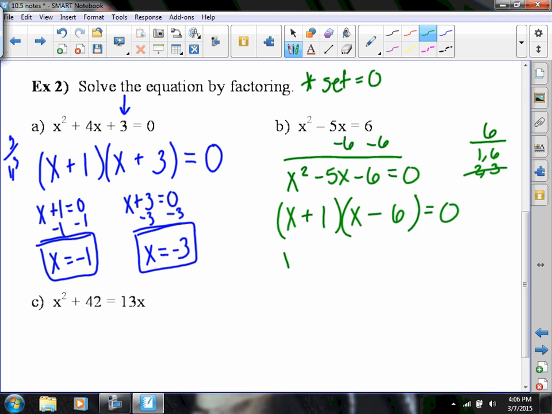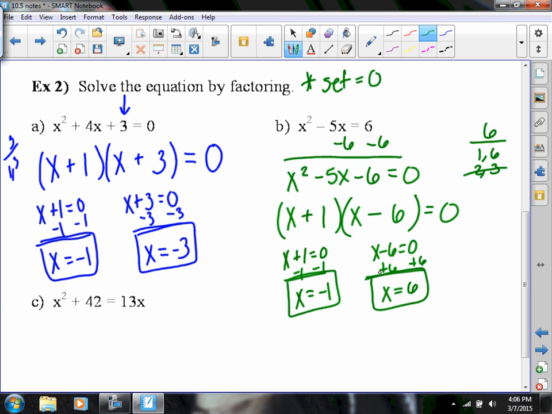So then I'm going to set each little parenthesis equal to 0, and then I will solve. So x equals negative 1, and then x equals 6. So again, my answers have the opposite signs of what I put in the parentheses.